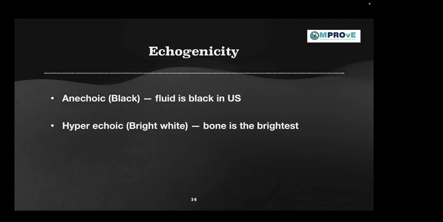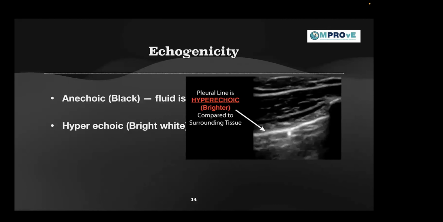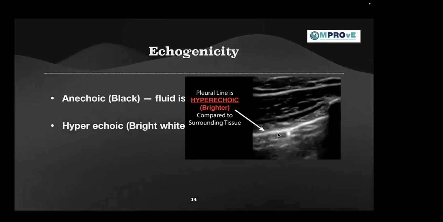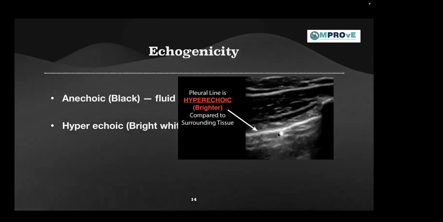Then hyperechoic, bright white. So anything that reflects most of the ultrasound waves will give you a bright white color. Bone is the brightest, as you can imagine, and so is the pleural line. So that's your pleural line, and it appears hyperechoic compared to your soft tissues in the vicinity because the sound waves pass through, then hit the pleural line and are reflected. So it gives you the bright image.